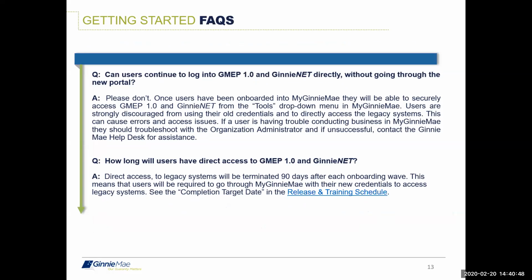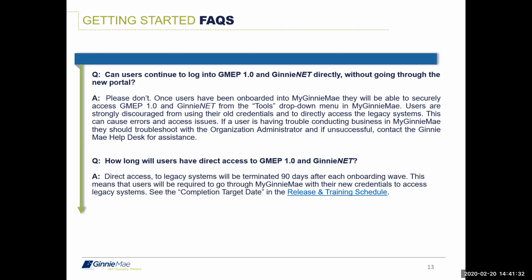There have been problems in our pilot environment. When we ran our pilot, there were problems that came up for some users that continued to log into both systems, MyGinnieMae and legacy systems. So we strongly encourage you not to do so. But how long will you be able to access those legacy systems directly? You do have a 90-day window for your organization to continue to access those systems directly. That date for our Wave 2 organizations is June 3rd. So you will have until June 3rd where you can access those legacy systems directly.